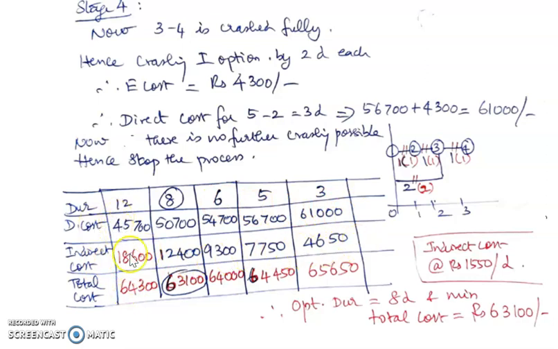So if you do that, and add, we get the total cost. Okay, so we get this row, and finally identify the optimum cost, or the minimum total cost, which gives the best time of completion of the project. So if you see here, there is a trend like this: 64,300, 63,100, 64,000, keeps increasing. So 63,100 is the lowest total cost, which is associated with the optimum duration of 8 days. Therefore, optimum duration of completion of the project is 8 days, and the minimum total cost is rupees 63,100.